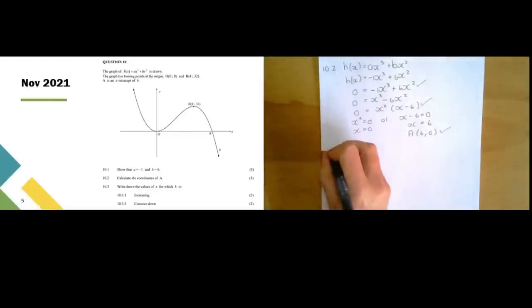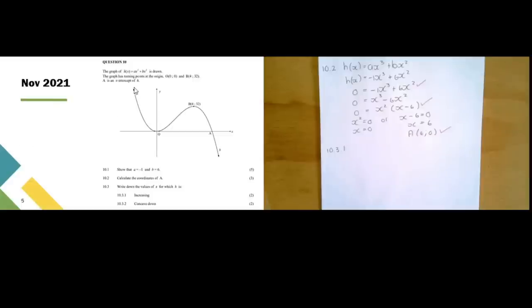Question 10.3. Write down the values of x for which h is increasing. Grade 12s, there's a separate video you can go look at for increasing and decreasing graphs, but let's look at this quickly on this question. If I start walking my graph from the left, my graph is decreasing all the way till my turning point. Then my graph increases till my second turning point, and then I decrease again. So where's this graph increasing between my two turning points?